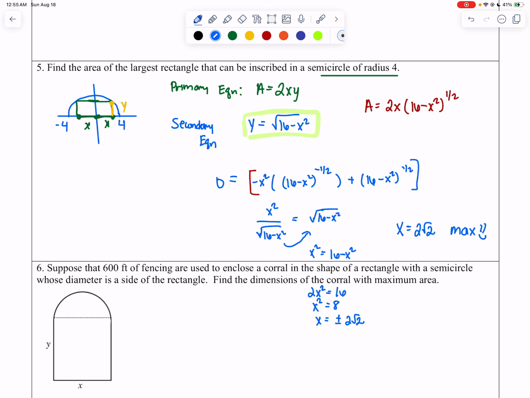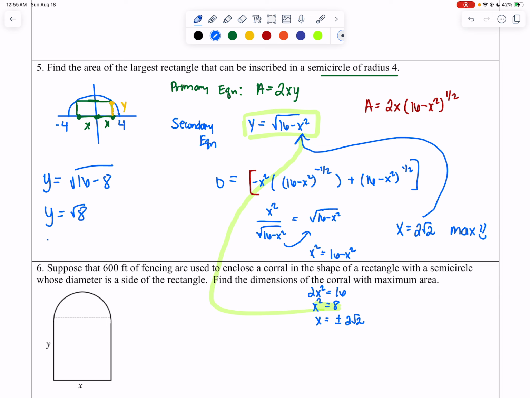So now what we're going to do is go ahead and find the area by putting our x back into our secondary equation. So y is the square root of 16 minus, let's see, x squared is already 8 because that's what we already found here. So I'm just going to say 16 minus 8. So y is equal to root 8, aka 2 root 2. So both x and y are 2 root 2 or root 8.